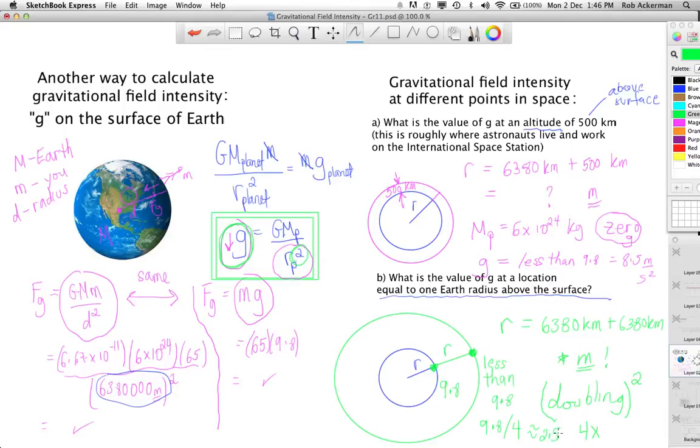And I'll let you go do the actual calculation involving this number of meters, don't forget to square, the mass of Earth, big G, and the actual calculation. Try that and see whether you get the same value.